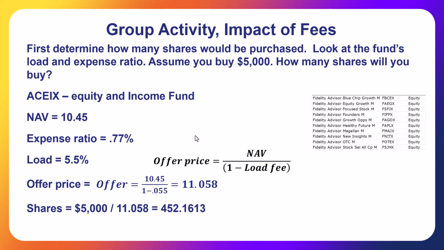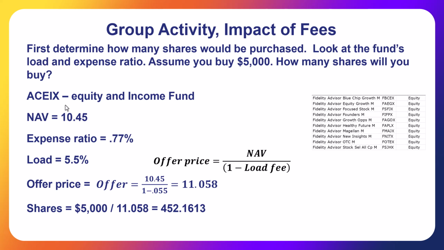One of the first things we want to do, I've chosen this fund from Invesco, but assume you want to buy $5,000 worth of a mutual fund. So how many shares will you ultimately buy? Buying stocks is a little bit different than buying mutual funds. When you buy a stock, you say, I want to buy 100 shares. When you buy a mutual fund, you say, I want to buy $5,000. How many shares will you ultimately buy then?